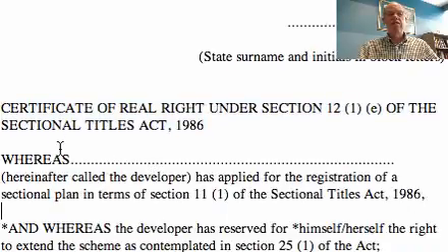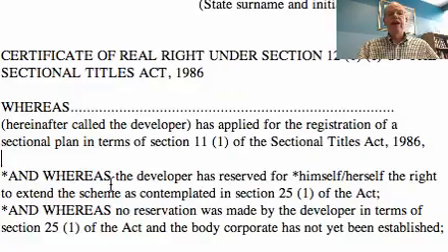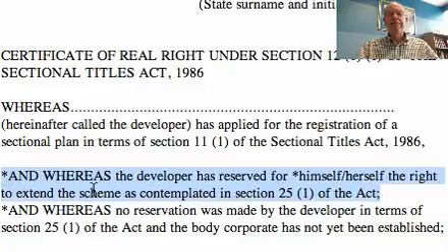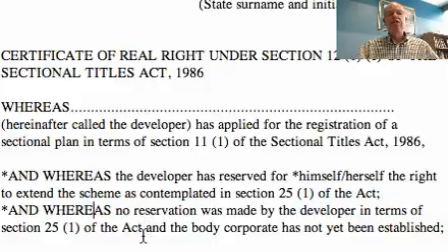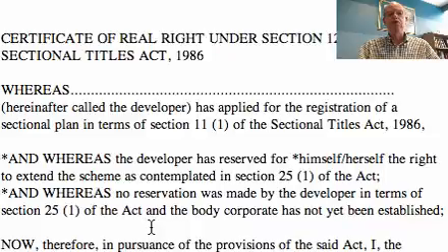And it records that the developer, who's named here, has applied for the registration of a sectional plan. Now, there are two possibilities. Either this application is made at the same time as that application and the developer has reserved for himself, herself, or itself the right to extend the scheme, or there's also the possibility that no reservation was made when the register was opened, but the body corporate hasn't been established, no transfers have been registered, and therefore in terms of section 25 the developer is still entitled to make this application and reserve future development rights. One of those two paragraphs will apply, the other won't appear in the certificate you're looking at.